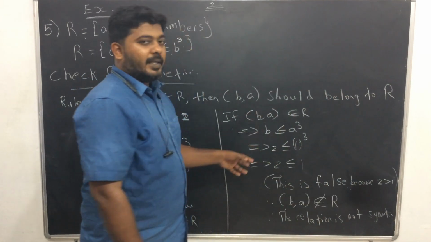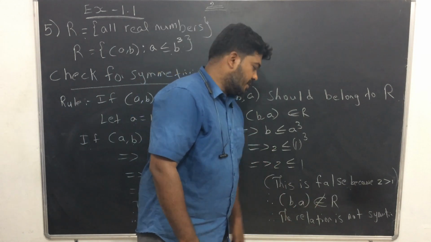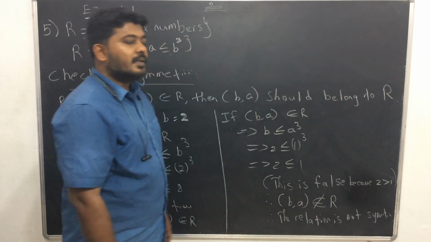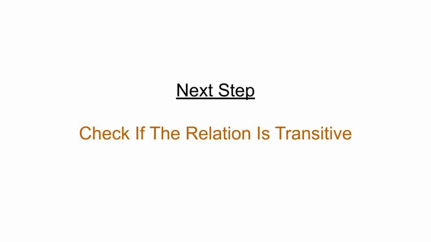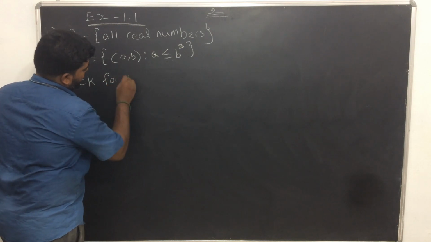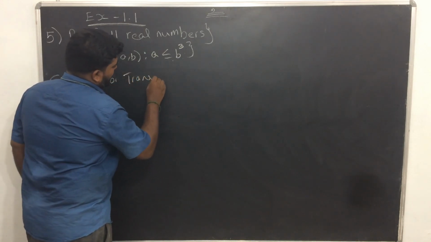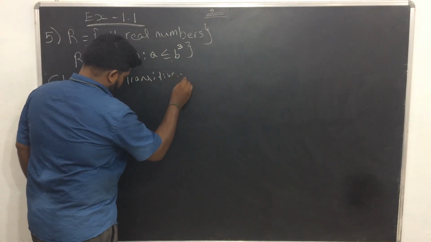Therefore, B comma A cannot belong to the relation R. Hence, this relation is not symmetric. Okay. Now let's check for transitive. We are done with reflexive and symmetric, so we will now move on to checking for transitive.